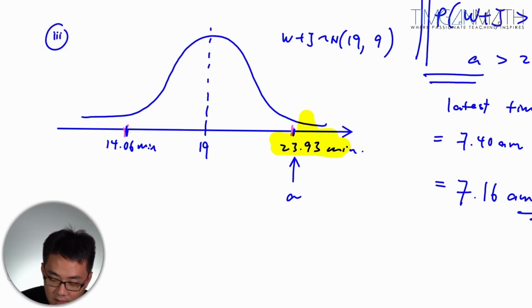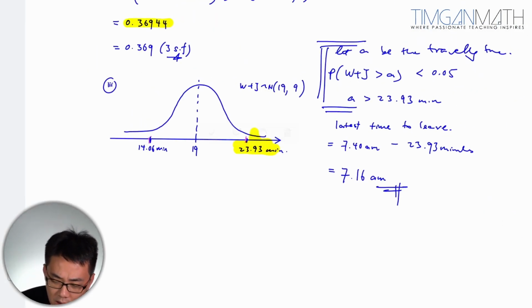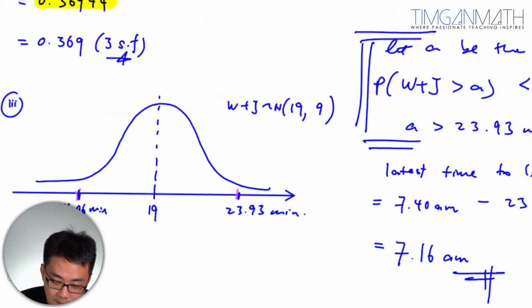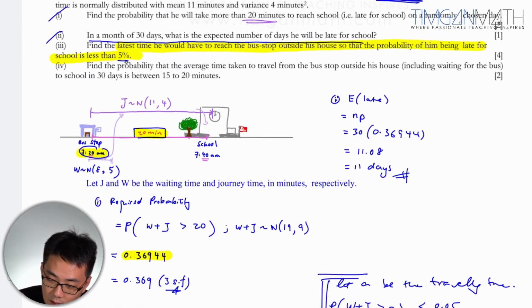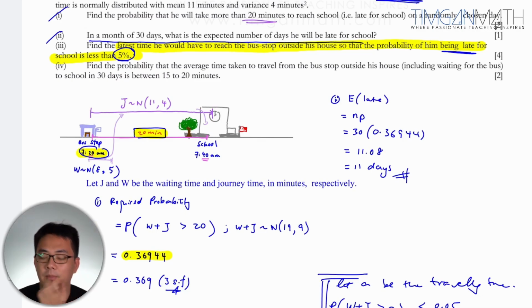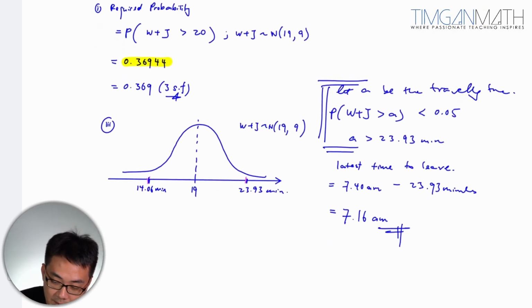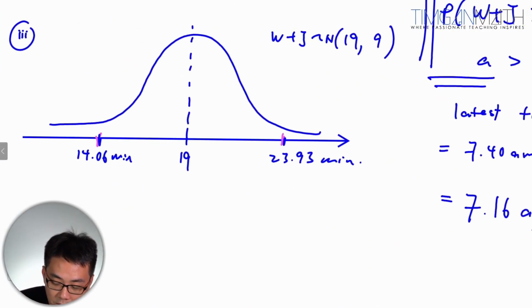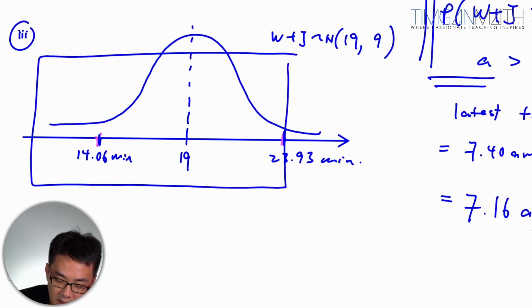Now it says that it must be less than 5% of the time. You need to be less than 5% of the time being late for school, meaning you need to find 95% of the traveling time, right? This is 95% of traveling time.